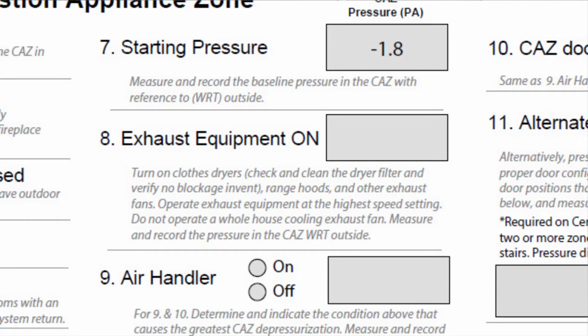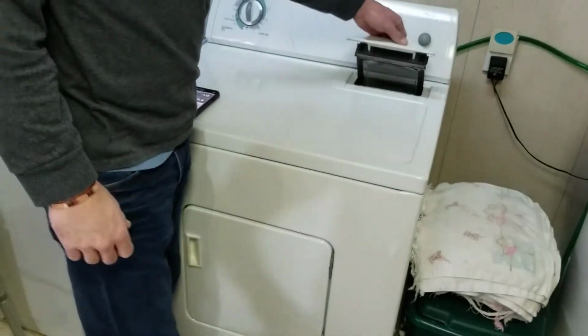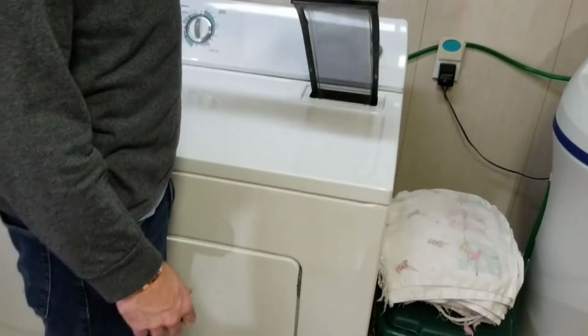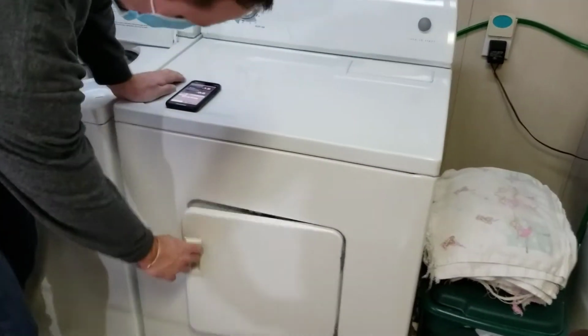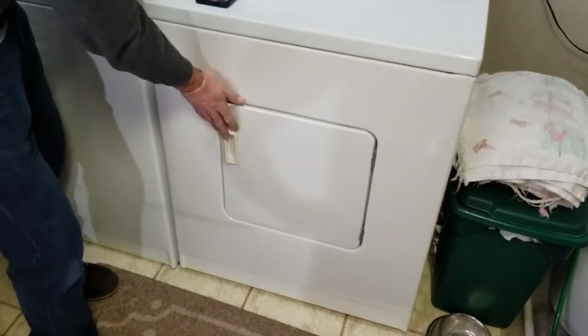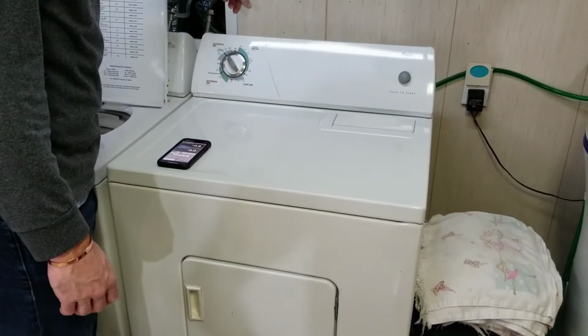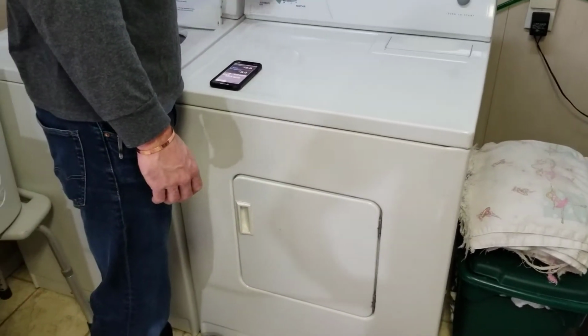And then again, we're measuring and recording the pressure in the CAS with reference to the outside. So for our exhaust equipment here, Dalton's going to turn on the dryer. He's verified that the lint trap is clean, and also that outside at the termination everything looks nice and clean. We don't have any major blockage there. So we're going to kick that on in here in the CAS.